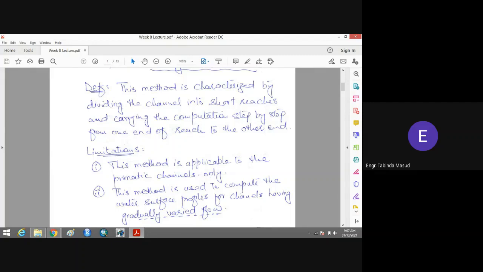In the next class, when we discuss the water surface profiles, we will use the advantage of this method, which we are going to discuss today. Remember, it is used for gradually varied flow. Before the midterm exam, we were discussing uniform flow only, but now we are going to discuss non-uniform flow. There are two types of non-uniform flow: gradually varied flow and rapidly varied flow. Remember that this method is only for gradually varied flow.